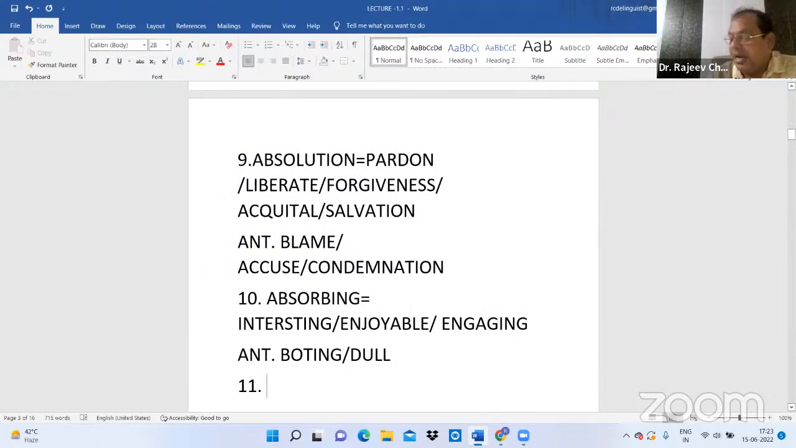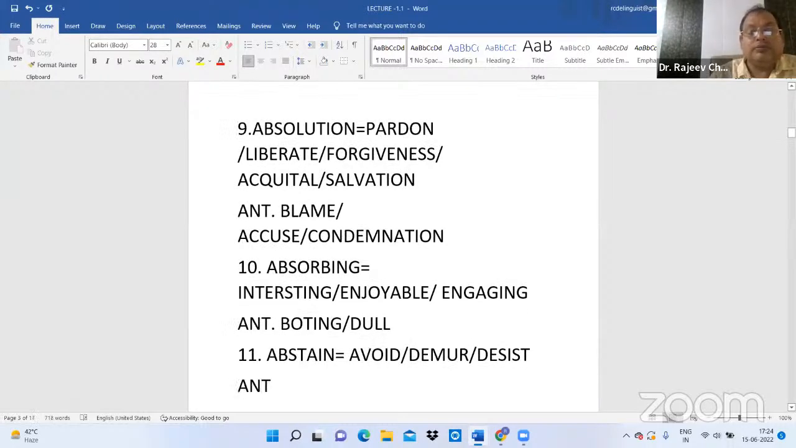Next is abstemious. Abstain, you can write. Abstain means parhez karna ya dur rehna kisi cheez se. If you abstain from something, you refrain, you avoid that thing. You want to keep yourself away from it. So avoid or demur or desist. Abstain from alcohol because liquors are human blood. Don't drink them. So it is used like this.